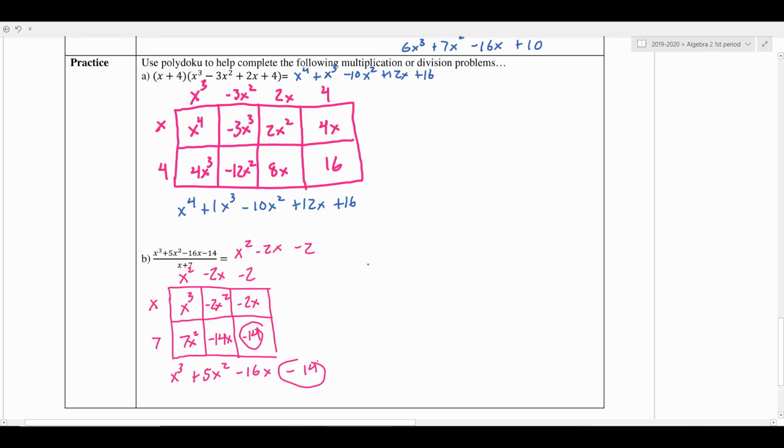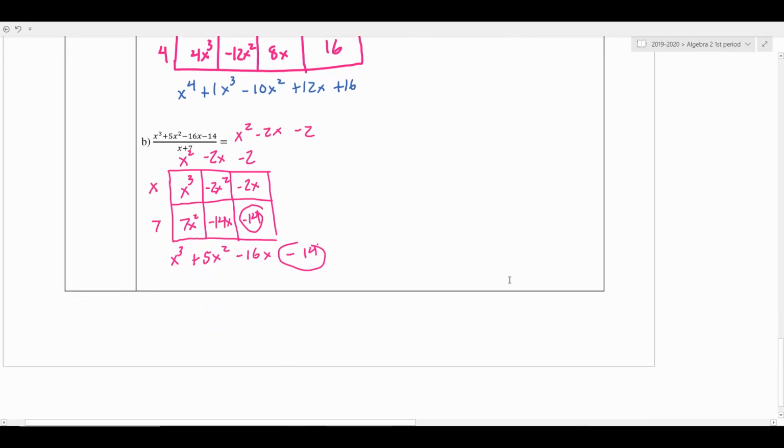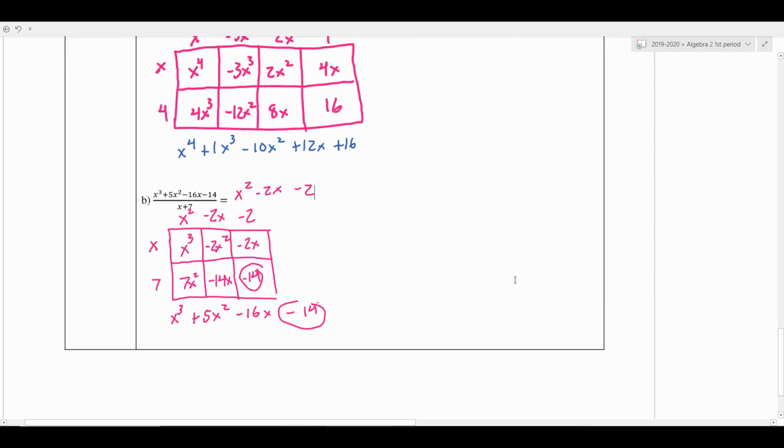All right, guys, that's where we're going to stop today. So you kind of see a usefulness out of the PolyDoku and where we're going with this. Like I said, we can use this for polynomial division, and later on we're actually going to use this as a mechanism to fully factor higher order polynomials such as third and fourth degree polynomials, just like we have with the quadratics. All right, and we'll see that in future lessons.